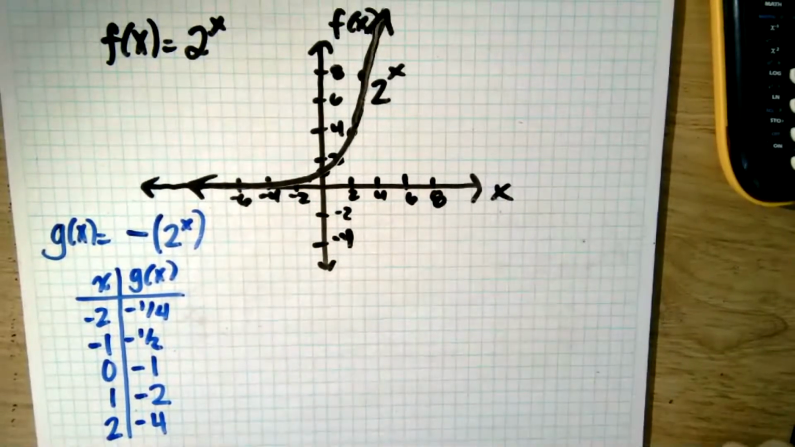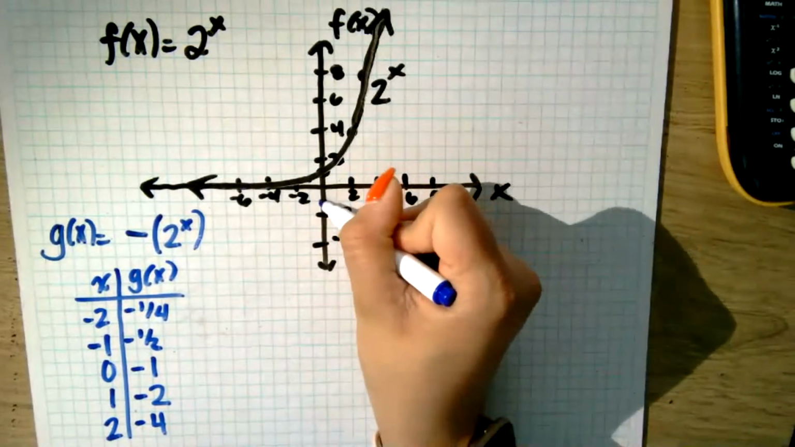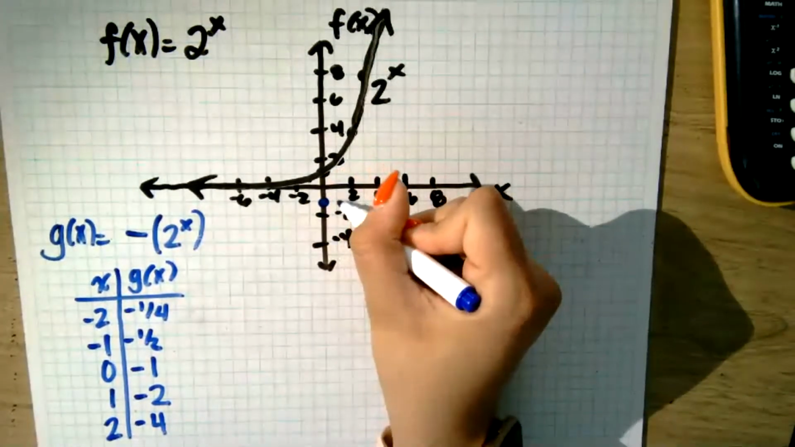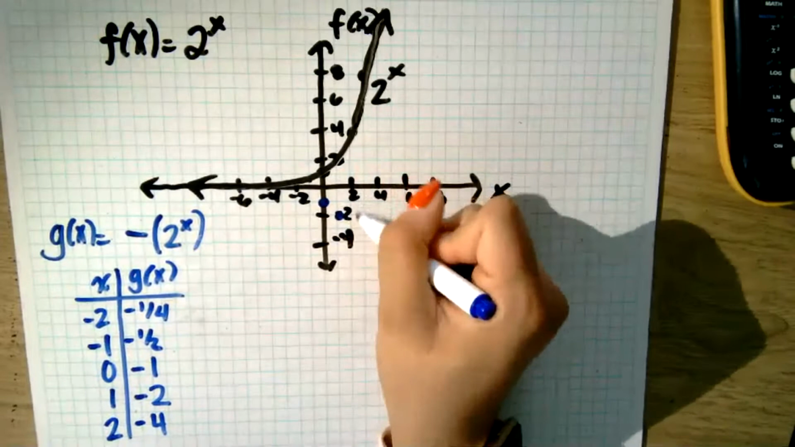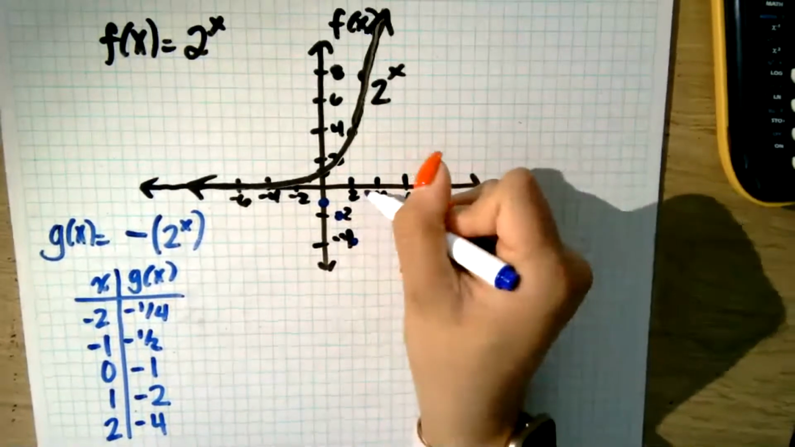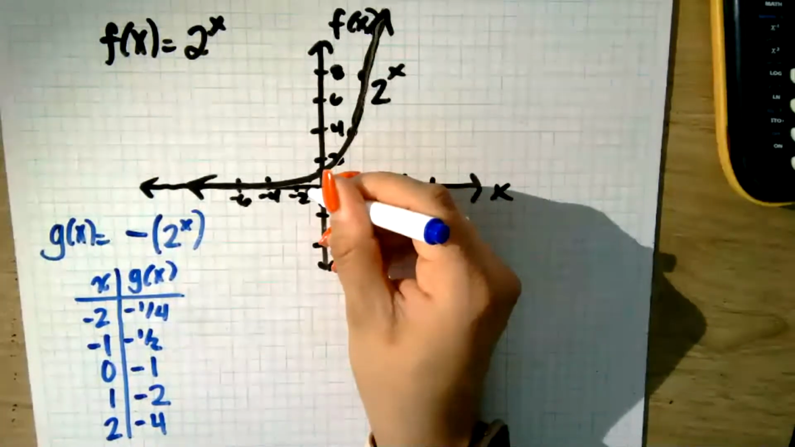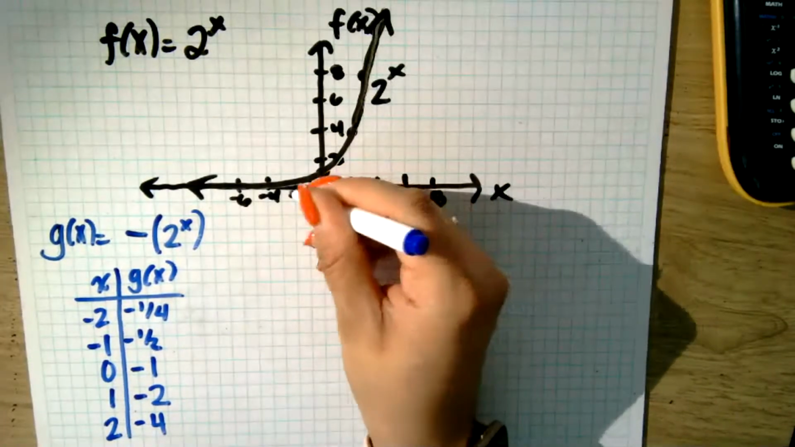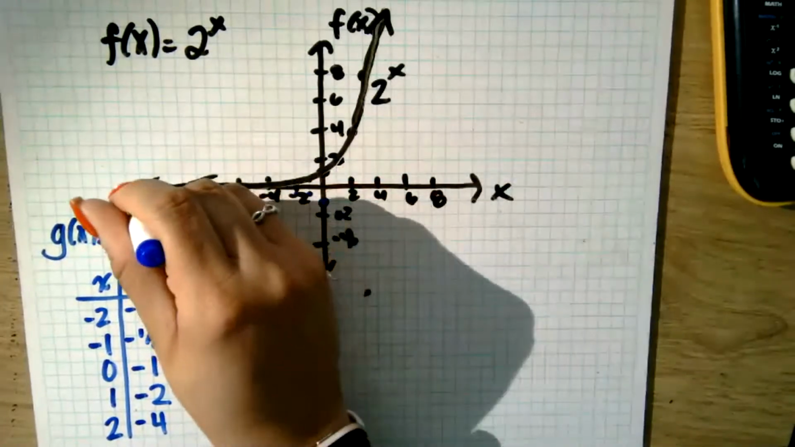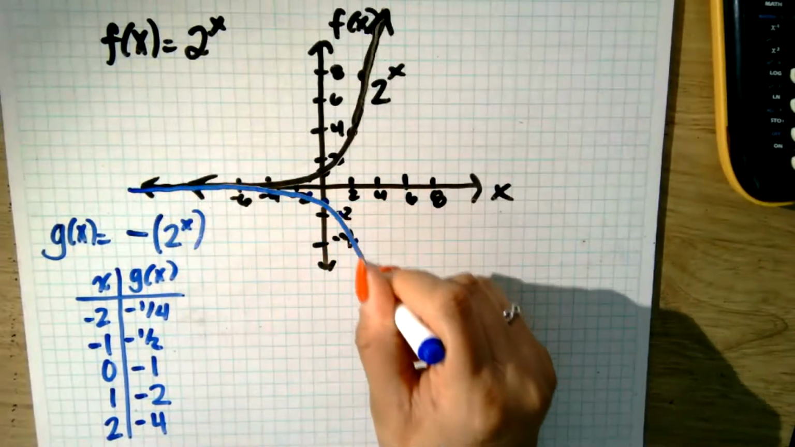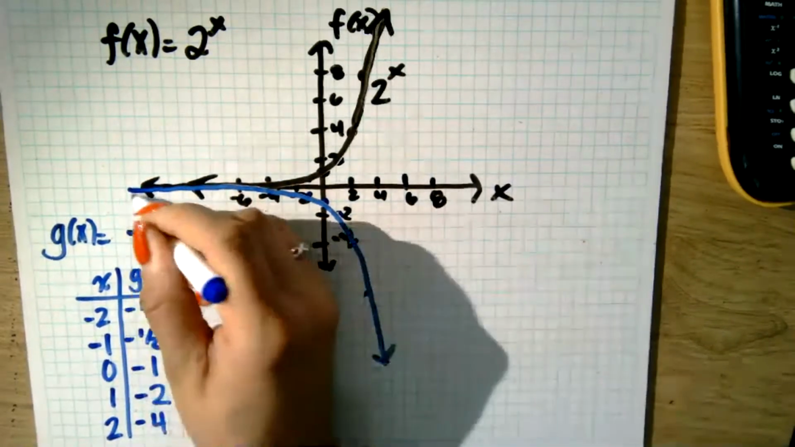Okay, let's see what we have. 0, negative 1, 1, negative 2, 2, negative 4. I'll probably have 3, negative 8. Okay, negative 1, negative 1/2, negative 2, negative 1/4. So I now have something like this.